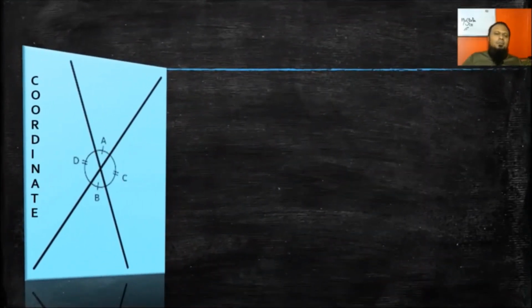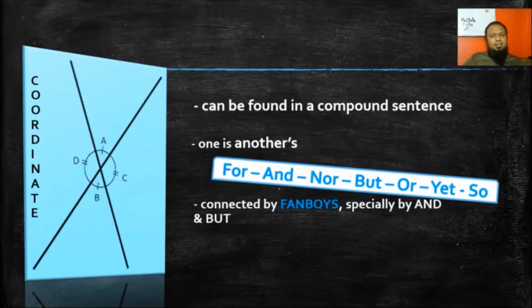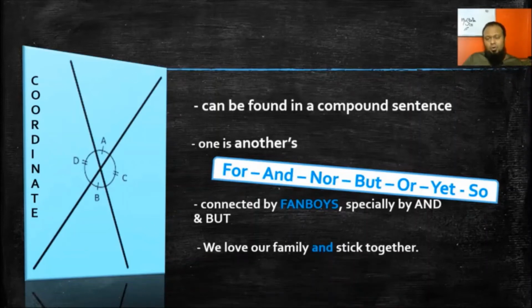So next comes the coordinate clause. So we know this mathematical term. It can be found in a compound sentence. Here, one clause is another's coordinate clause, a compound sentence connected by fanboys, especially by "and" and "but." Here, fanboys means for, and, nor, but, or, yet, so, but especially we use "and" and "but" more often. For example, we can say we love our family and stick together.